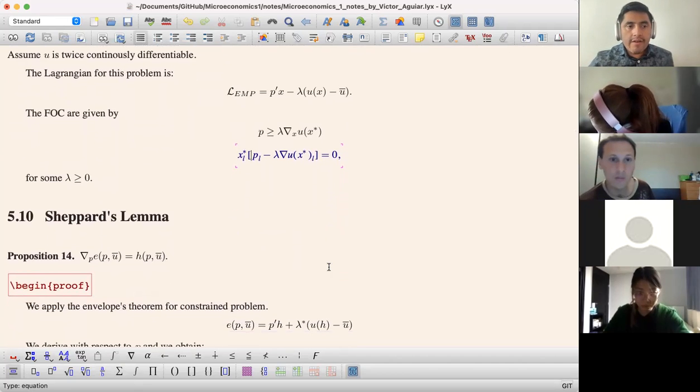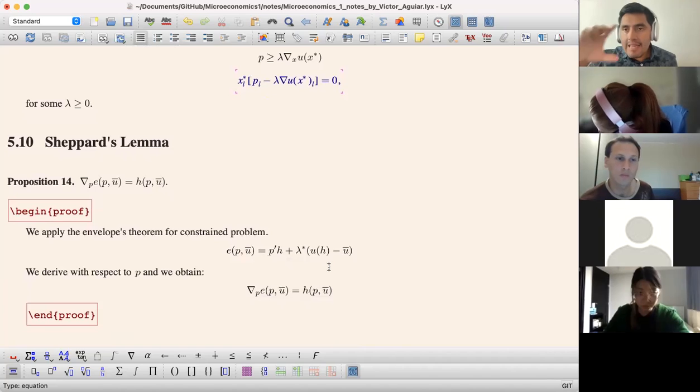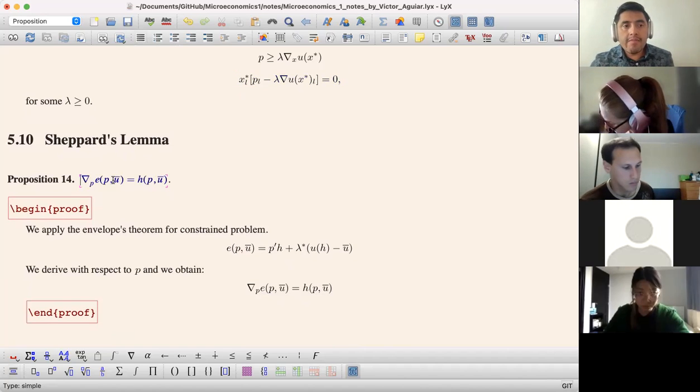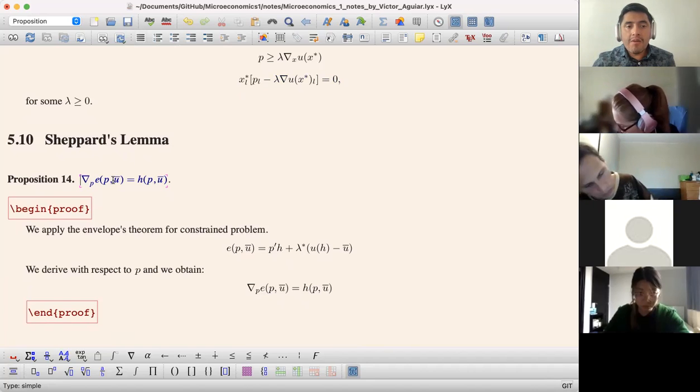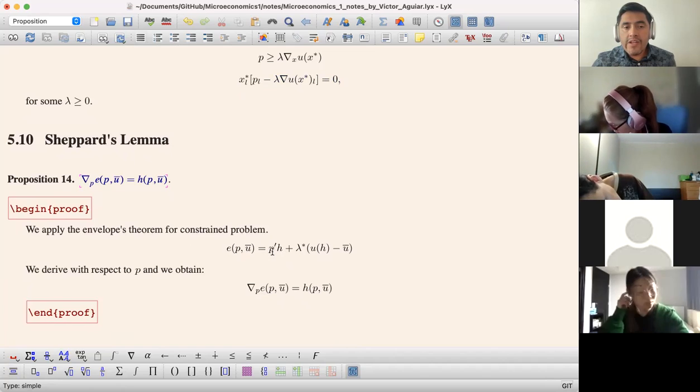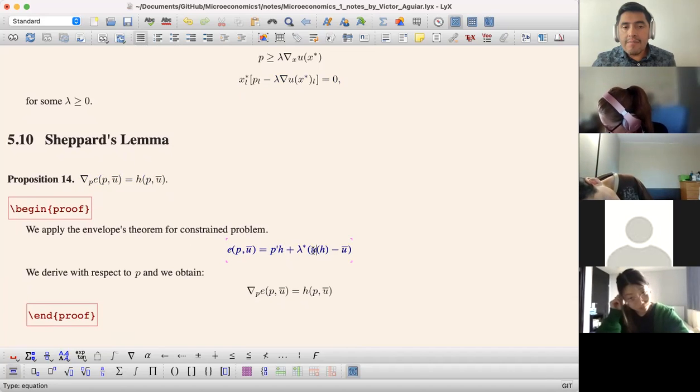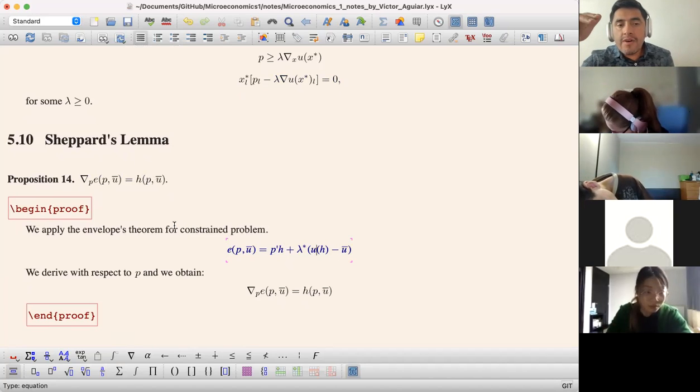This is just Karush-Kuhn-Tucker. Now, what is the analogue of Roy's identity, but for the EMP? It's called Shephard's lemma. Shephard's lemma here is even easier. So just use the envelope theorem. Write down the Lagrangian: p times h plus lambda times the parentheses u(h) minus u bar. I'm never going to differentiate with respect to u bar, so that's not here. I'm just going to differentiate with respect to price. u bar is always fixed.